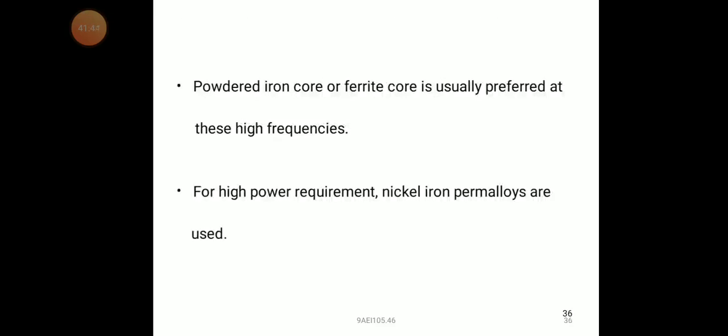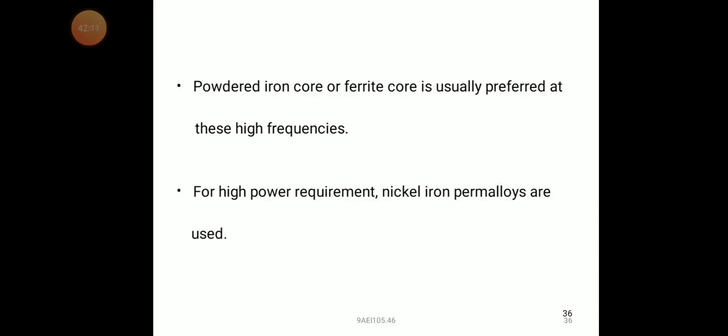The powdered iron core or ferrite core is usually preferred at these high frequencies. In the pulse transformer, the core is also important. The powdered iron core or ferrite core is usually preferred at these high frequencies.